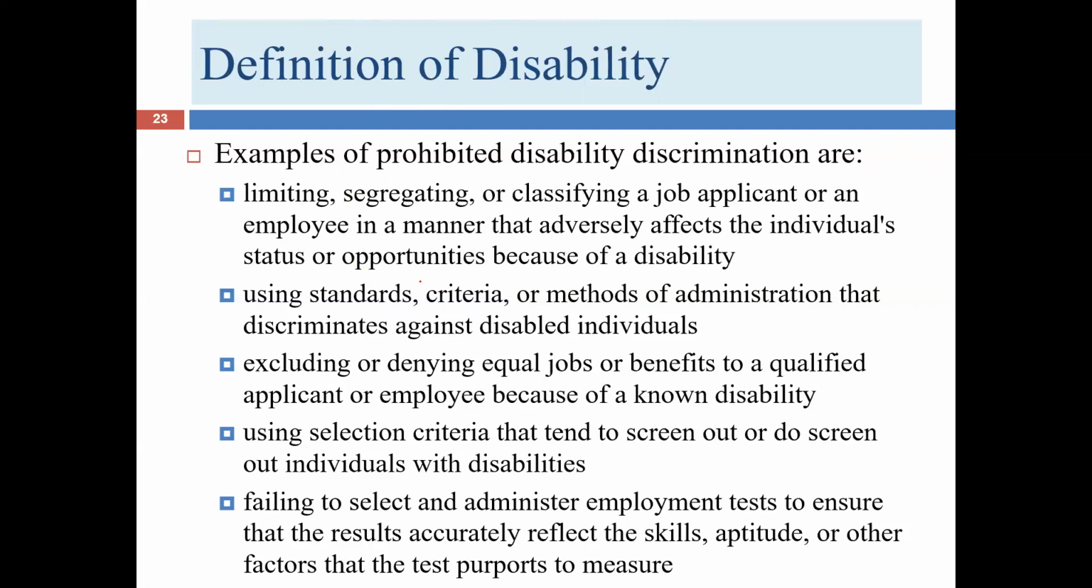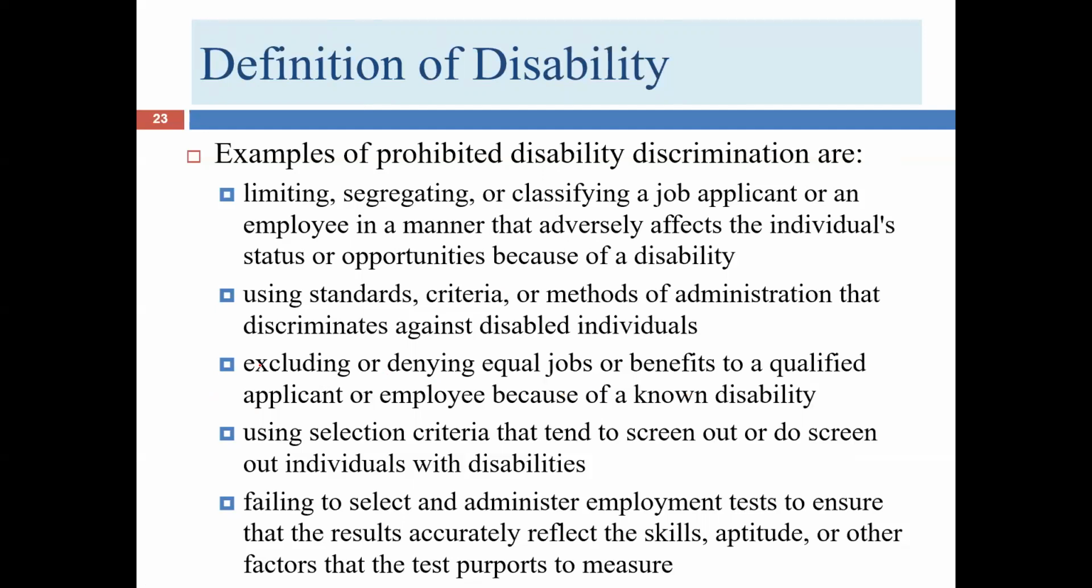The employer should not use standards that discriminate against disabled individuals. For example, requiring workers stand up for the Pledge of Allegiance at the beginning of the workday. Well, a person who is disabled might not be able to stand safely. And so under those circumstances, to require that person do it, even though it's a neutral standard, it would have a disparate impact on, say, wheelchair users. Excluding or denying equal jobs or benefits to a qualified applicant or person because of a known disability.